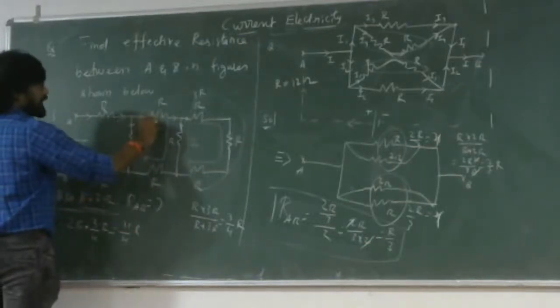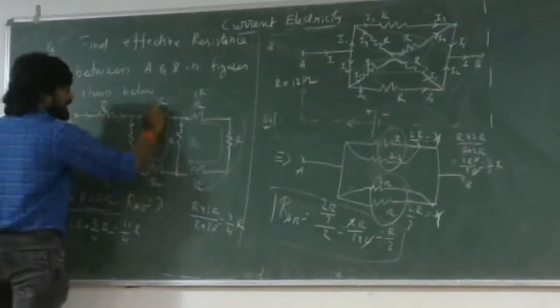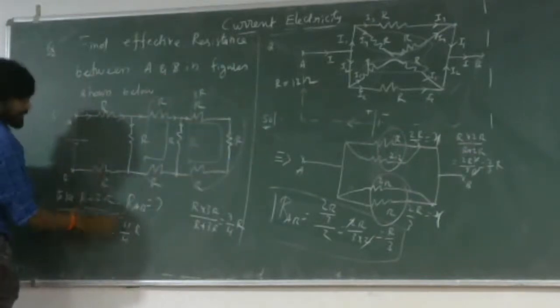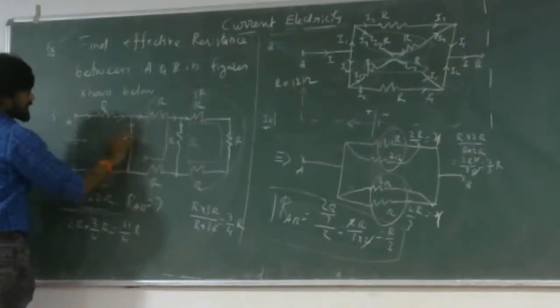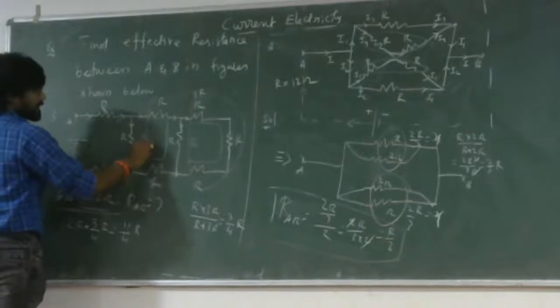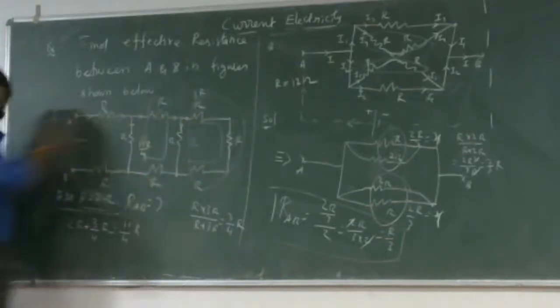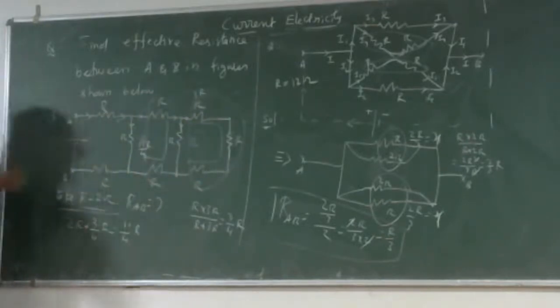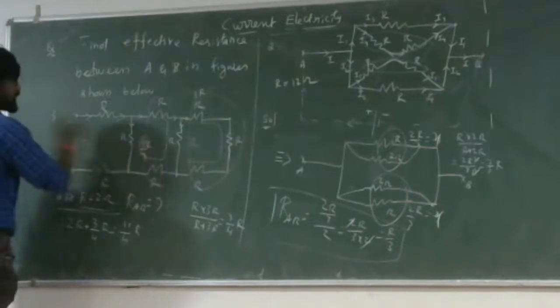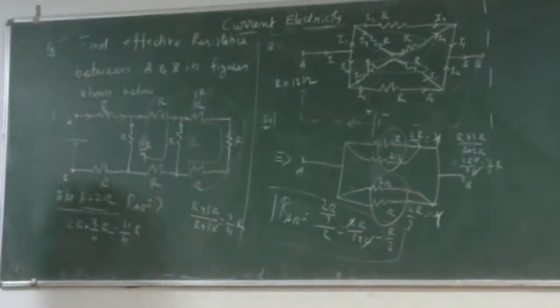So till here, the entire resultant is 11 by 4 R. Let us take this R. This is 11 R by 4, the entire part of this. Now that is in parallel with R. So that is 11 by 4 R into R by 11 by 4 R plus R. Do it.